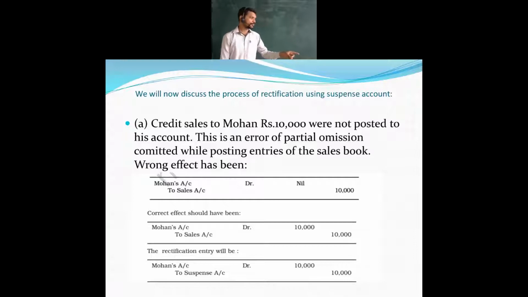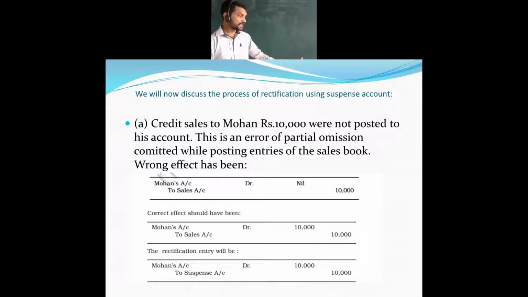The correct entry would be Mohan's account debit to the sales account. The amount has to be written on both the debit side and the credit side, so it is taken as 10,000 rupees. Then the rectification entry: how can you rectify it? Now correction has to be done. The amount has not been posted to his account. That is the error that has been found.